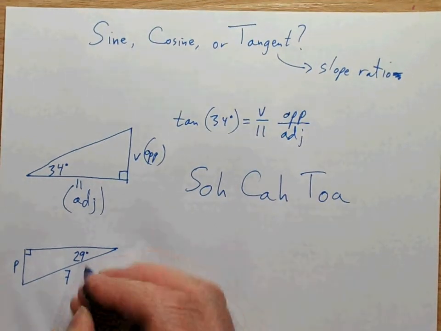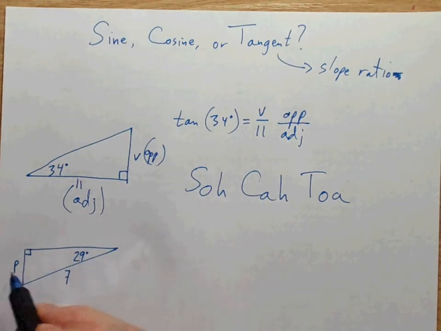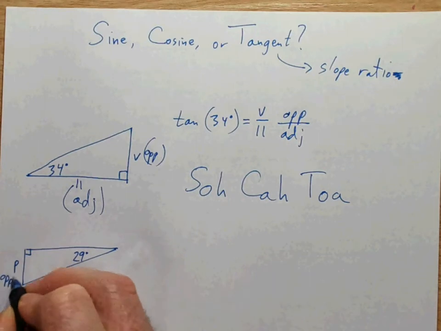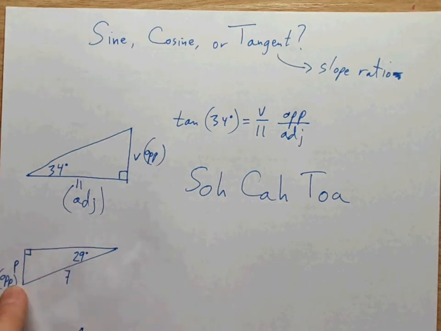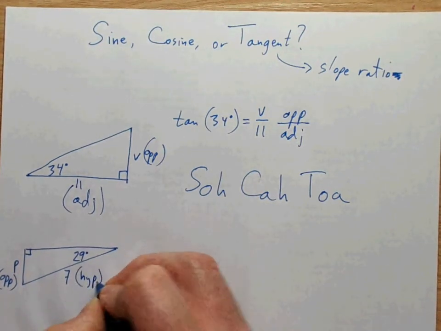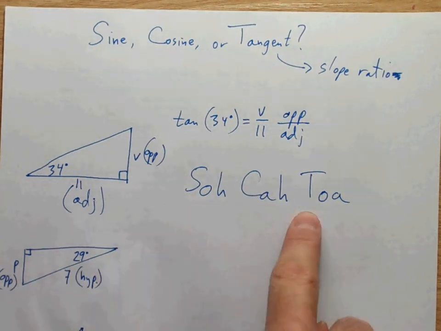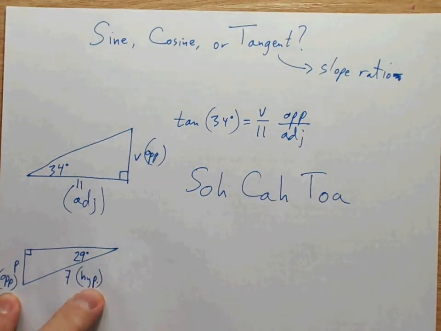Okay, so looking from this angle, notice that this is the opposite. Again, the opposite is the side that is not touching this angle. And this is the hypotenuse. And we know it's the hypotenuse because it's the side that is not touching the right angle. It's also the longest side. So which one of these has opposite and hypotenuse? Go ahead and pause and see if you can figure that out.